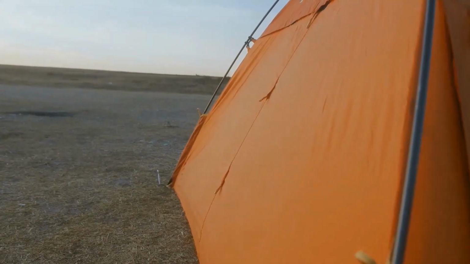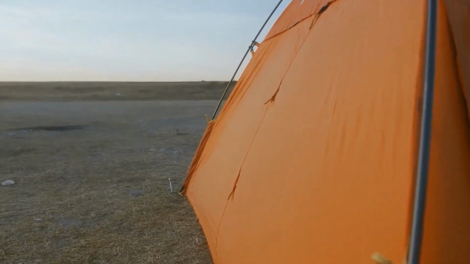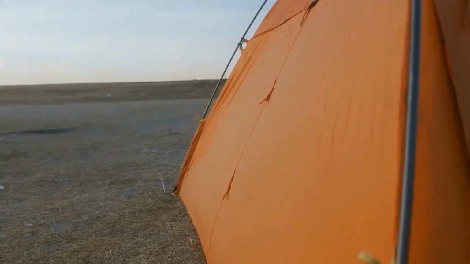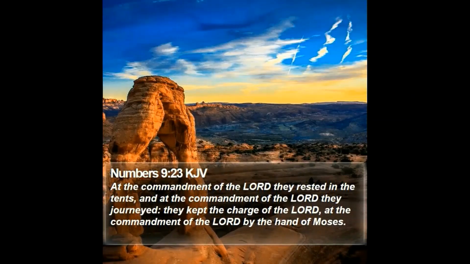Numbers chapter 9 is the literary climax of Numbers chapter 1 verse 1 through Numbers 10:10. In the first half of the chapter, the Israelites celebrate the Passover before their departure from the mountain. Likewise, they would again celebrate Passover before the Battle of Jericho and the conquest of the Promised Land that you see in Joshua chapter 5 verse 10 through 12.